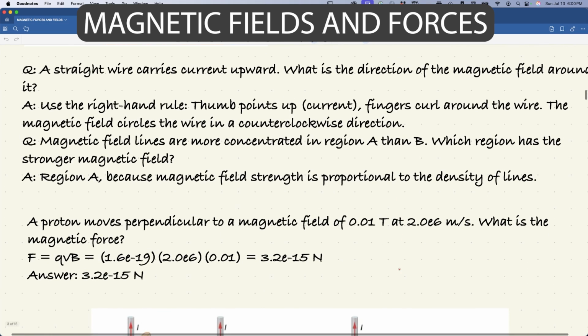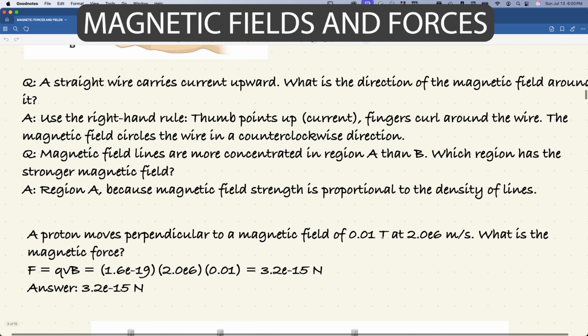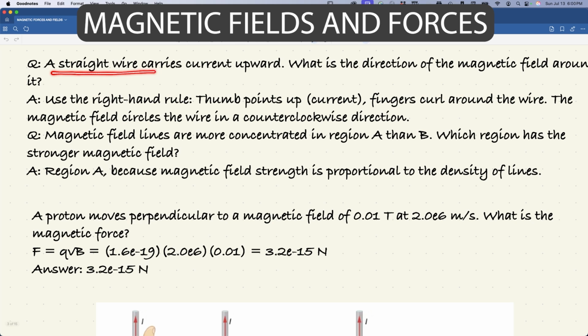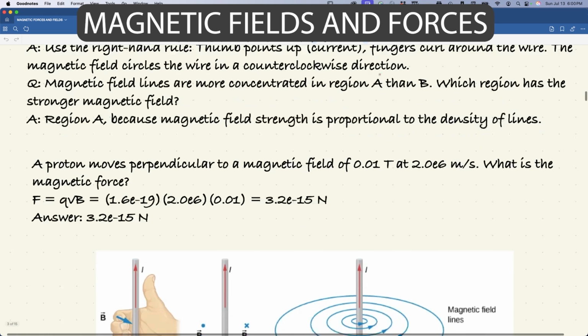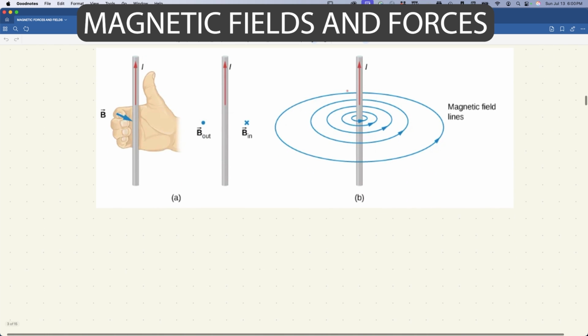Here's a question. A straight wire carries current upward. What's the direction of the magnetic field around it? So here is where you use the second right-hand rule. Okay, I'm going to show it to you. So it's a different case. Here you're talking about a current carrying conductor, and it sets up a magnetic field around it. As you can see, on the right side, you see the current flowing through the straight conductor, and the magnetic field is in the form of concentric circles, meaning all having the same center.